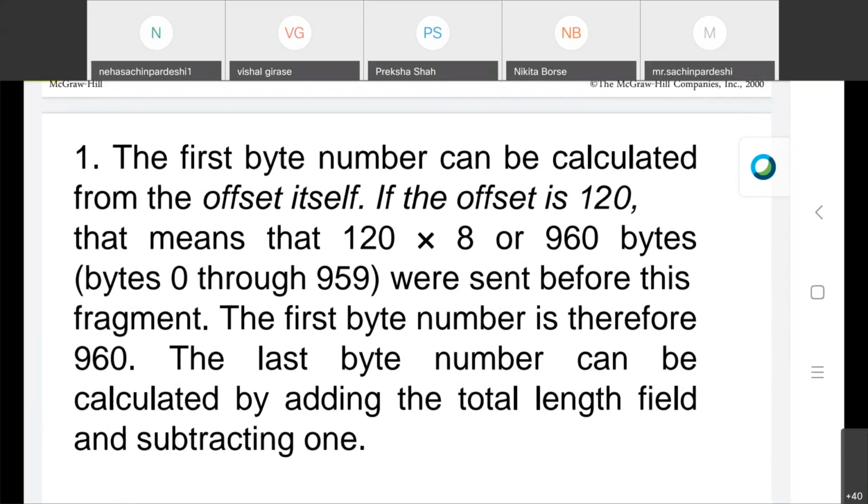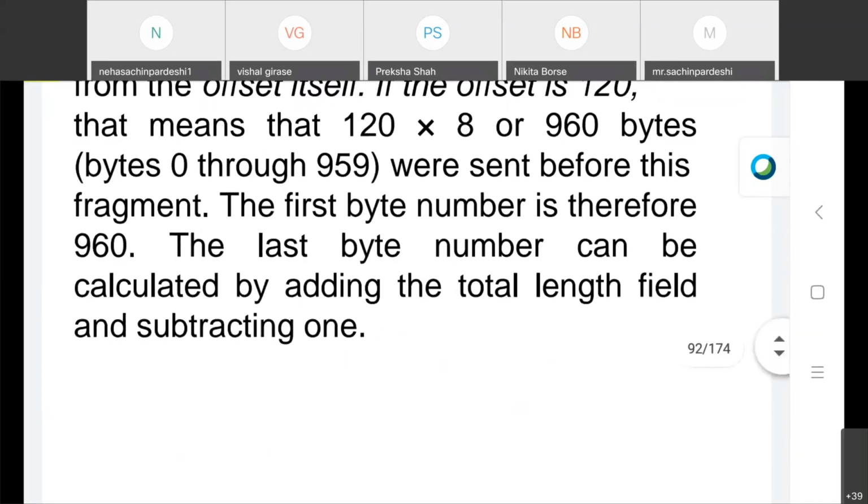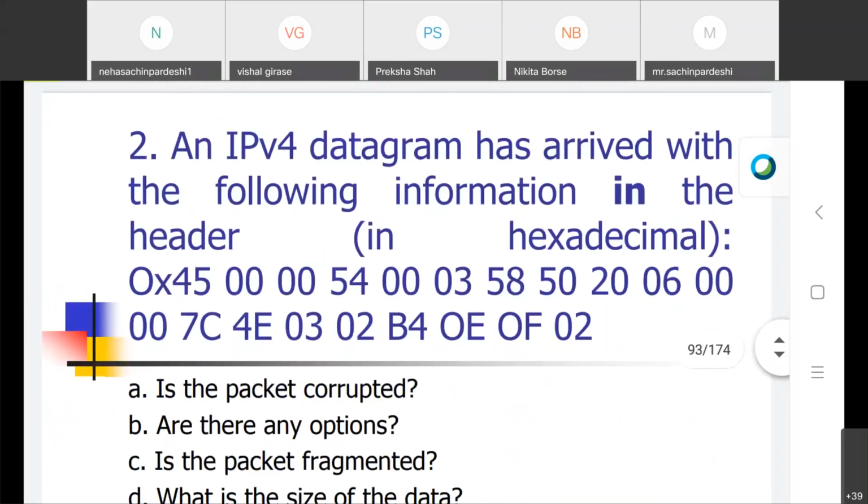The last byte number can be calculated by adding the total length field and subtracting 1. Always remember total length minus 1, because you are starting from 960. It is like starting from 0 and counting 10 numbers: it is always 10 minus 1, that is 9, because you have started from 0. Similarly, always remember this: take the total length field and subtract 1 to get the last byte number.